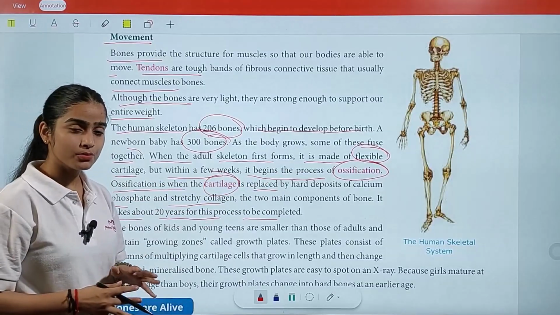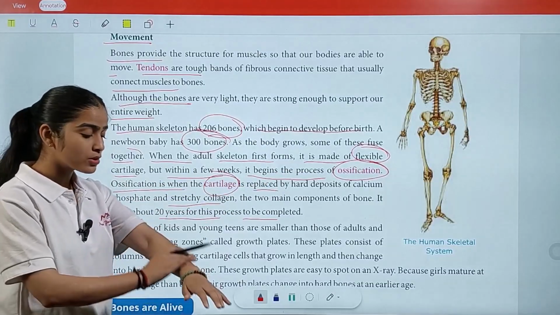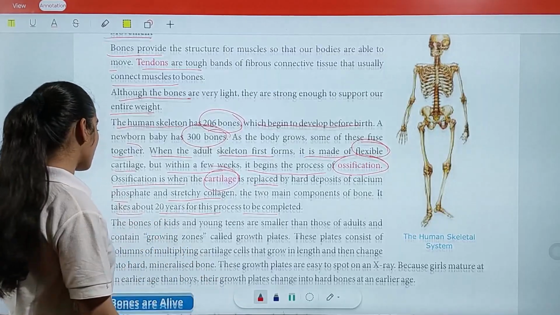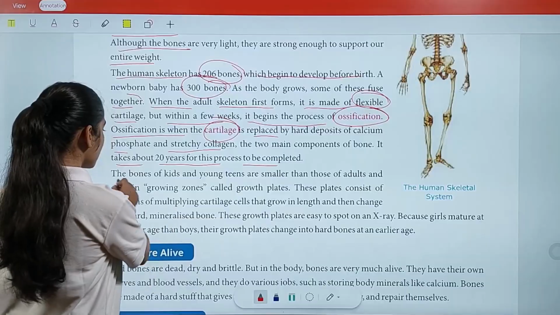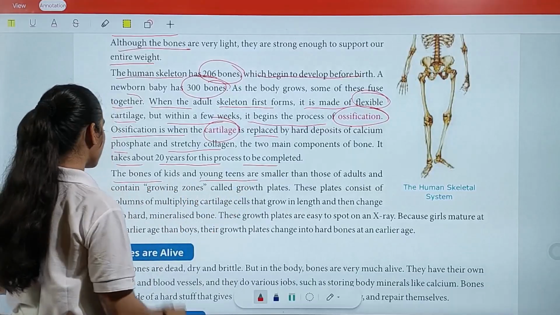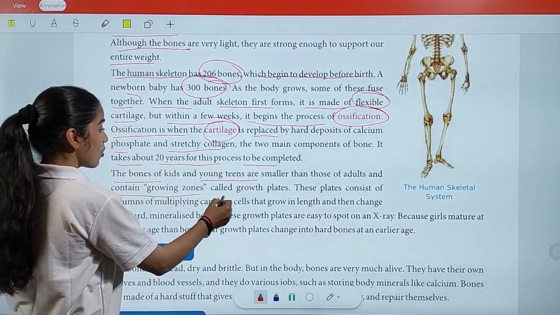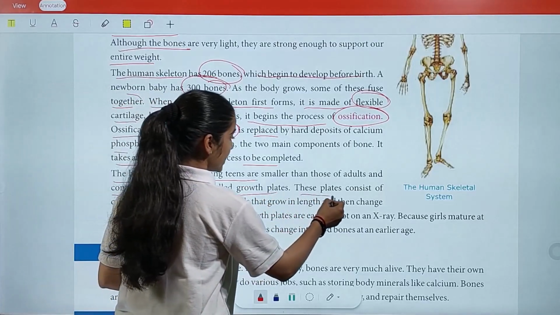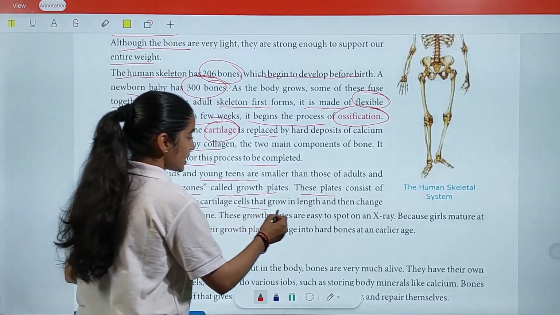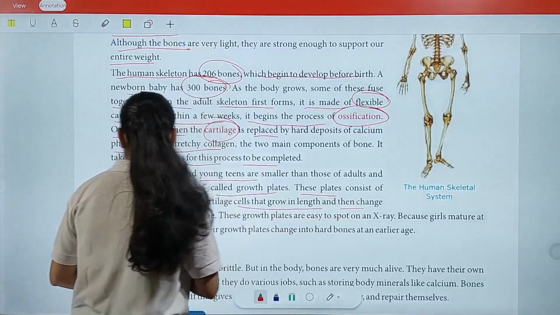In the ossification process, calcium phosphate is deposited in our bones, and this process takes 20 years from a newborn baby. The bones of kids and young teens are smaller than those of adults and contain growing zones called growth plates. These plates consist of columns of multiplying cartilage cells that grow in length and then change into hard bone.